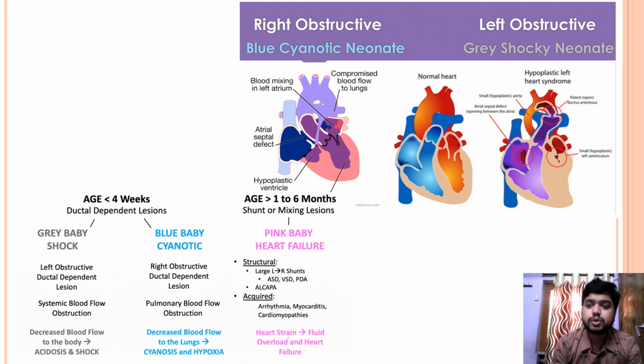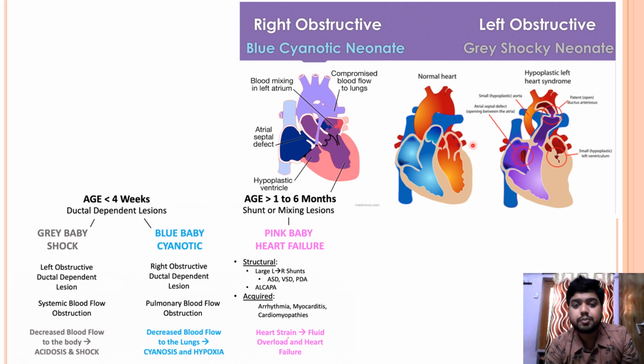Then, as we told, right obstructive lesions are blue, cyanotic, whereas left obstructive lesions are gray, shock, isn't it? Because right obstruction means no blood into the lungs, so they are cyanotic, blue, and left obstructive lesions mean no systemic perfusion, so they are in shock, gray. So these are the diagrammatic depictions of how they go. So gray baby shock, blue baby cyanotic. This is left, this is right obstruction.